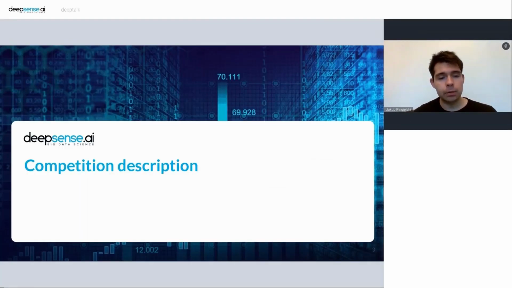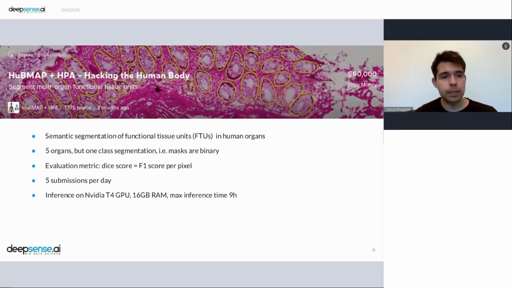So let's start with some information about this competition. It was called HuBMAP plus HPA Hacking the Human Body. It was a semantic segmentation competition where we were given microscopic images of human organs. And the objective of this competition was to create binary masks and segment FTUs, which stands for functional tissue units. In a minute, I will show you some examples so you can know what those FTUs exactly are, at least visually.